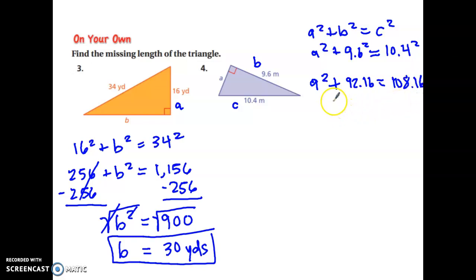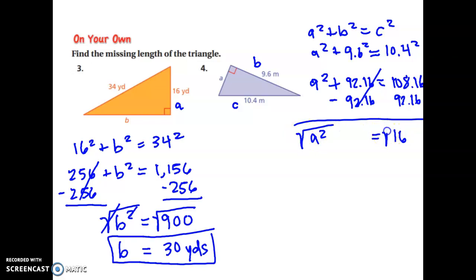All right, so we want to subtract 92.16 on both sides to isolate our variable. And that leaves us with 16. Now, we still want to isolate our A by undoing the square. So we have to square root both sides. Whatever you do to one side, you must do to the other. Remember that. To get 4 meters.